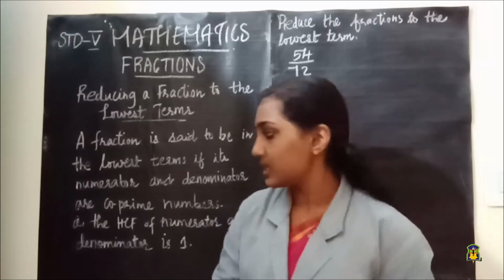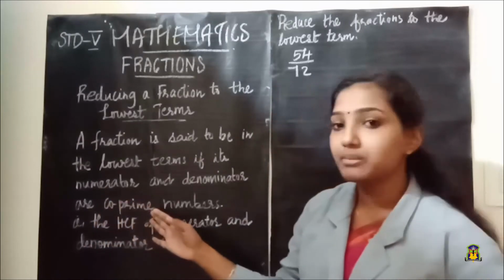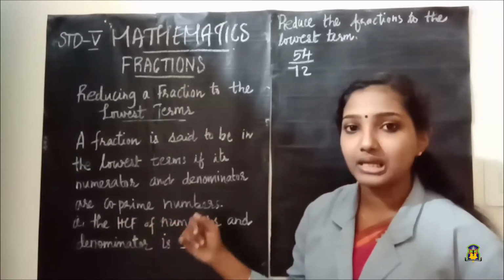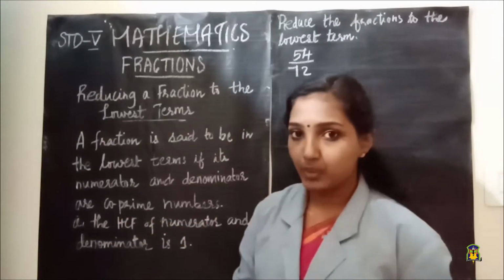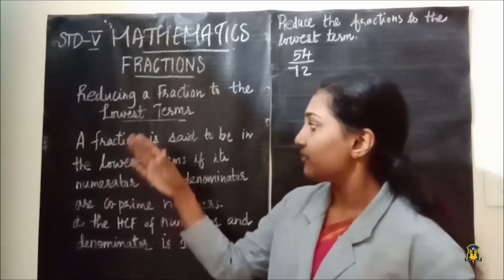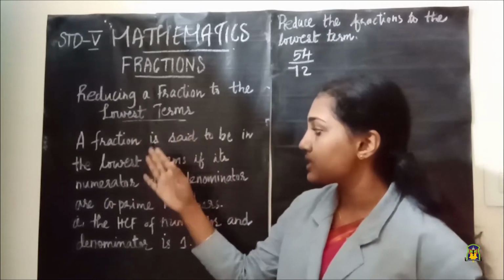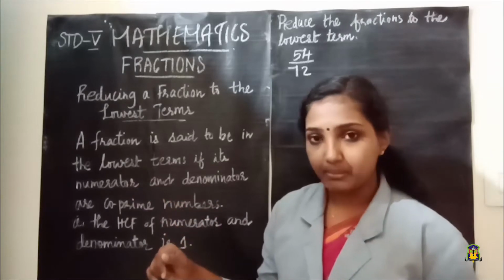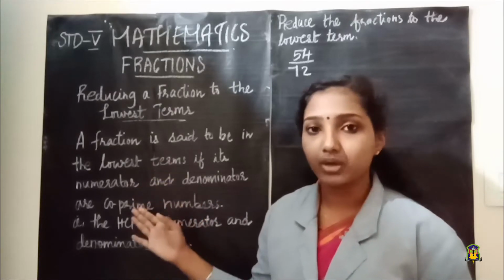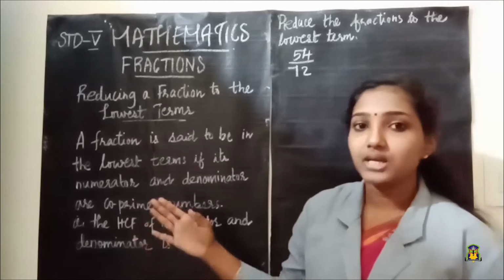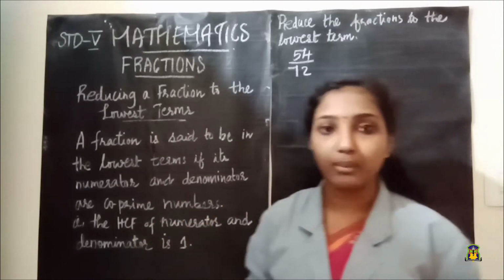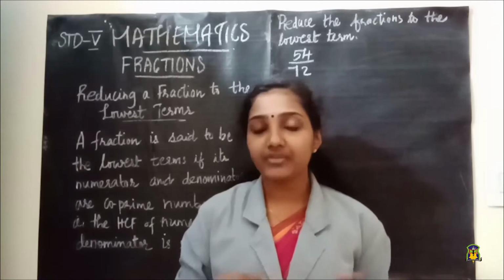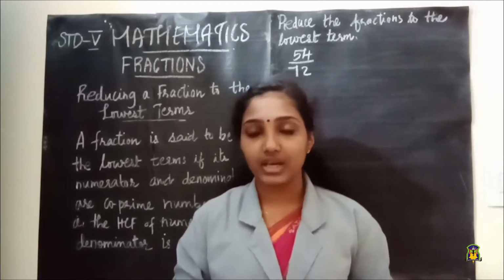We have studied it. So when it means to be coprime numbers, the HCF of numerator and denominator is 1. So, a fraction is said to be in its lowest term if its numerator and denominator are coprime numbers. That means the HCF of numerator and denominator is 1. Okay, and to reduce a fraction to its lowest term, what do we have to do?